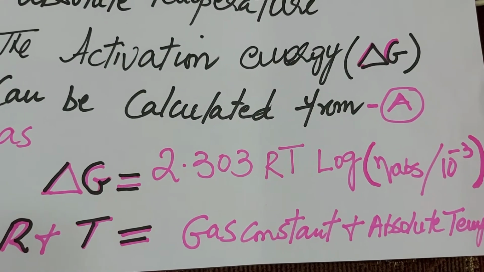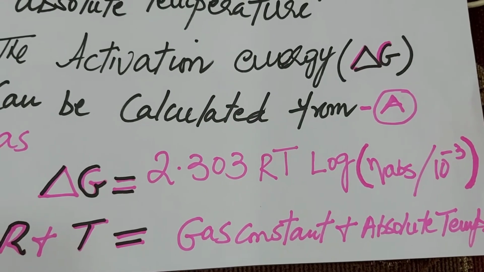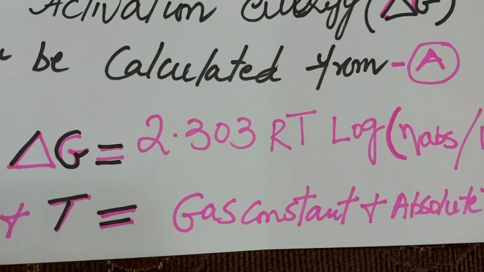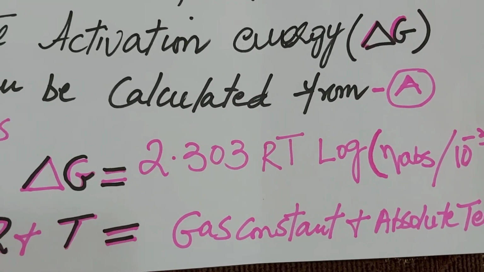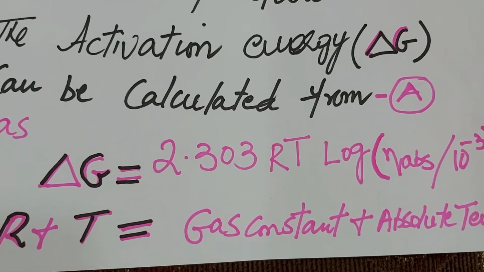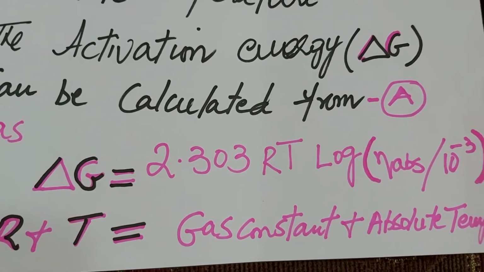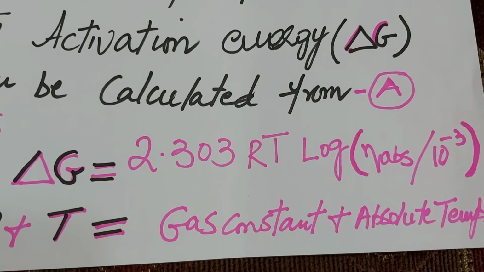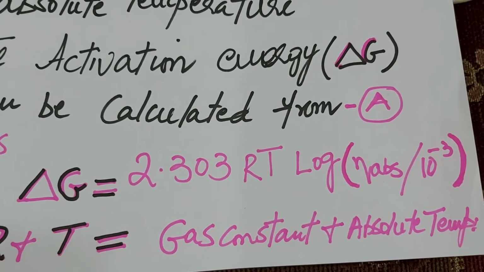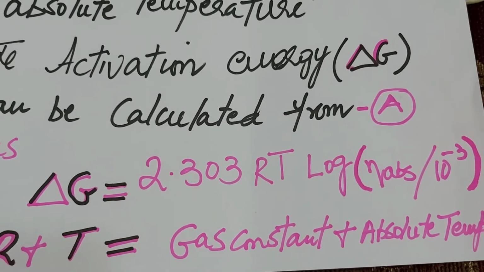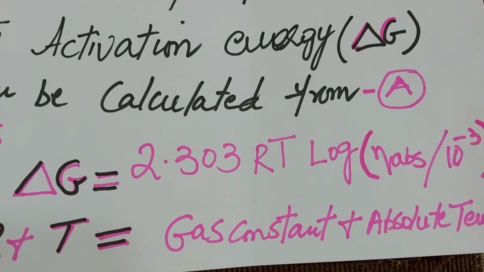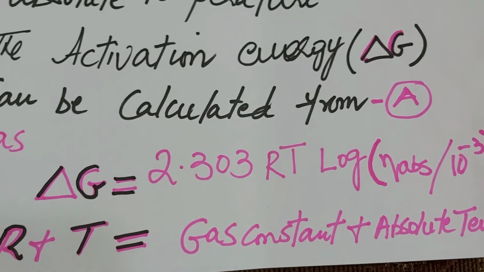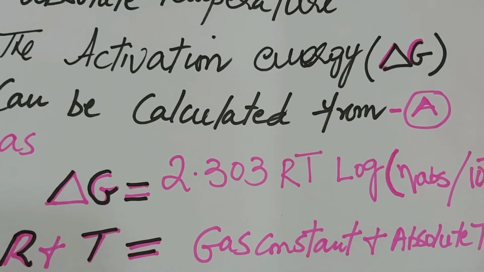Now this equation, delta G equals 2.303 RT log of absolute viscosity over 10 raised to power minus 3, where R and T are the gas constant and the absolute temperature, is very helpful in evaluating energy of activation of viscous flow from the viscosity of that system.